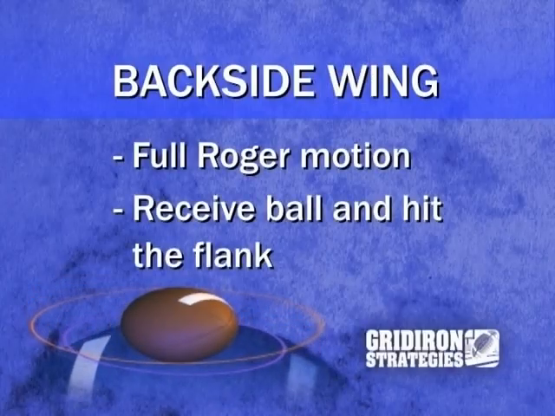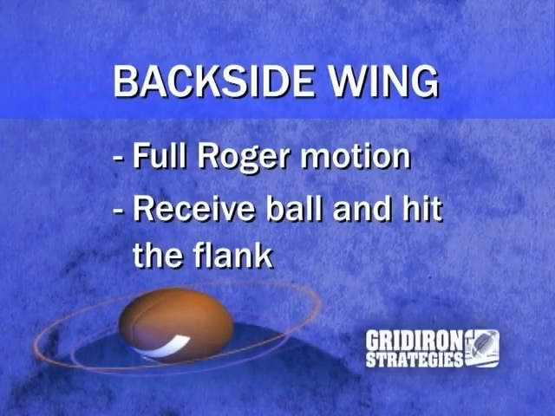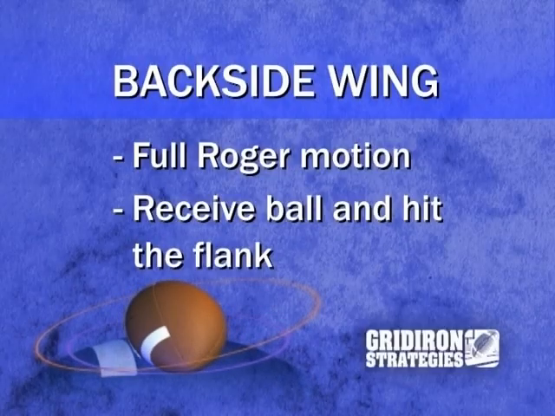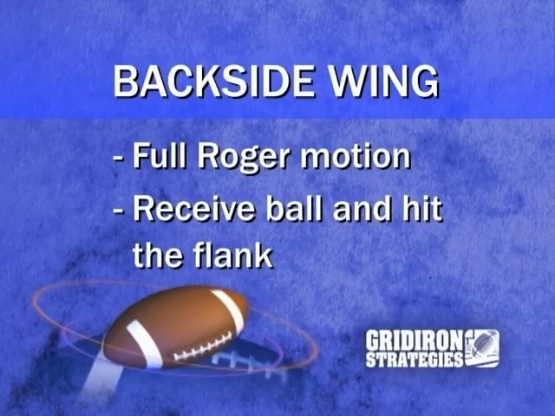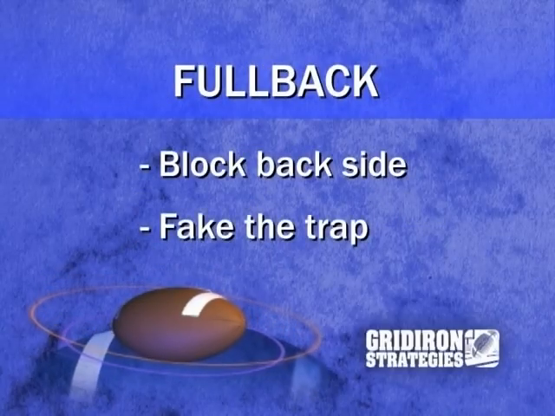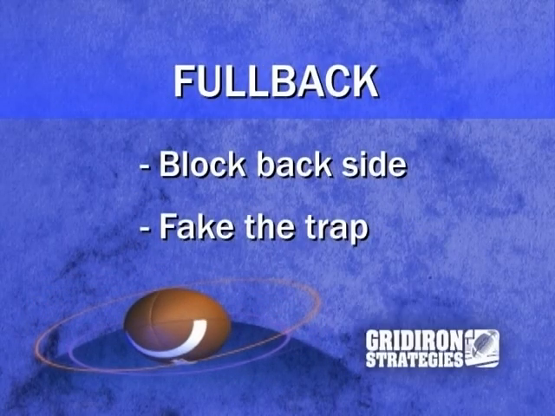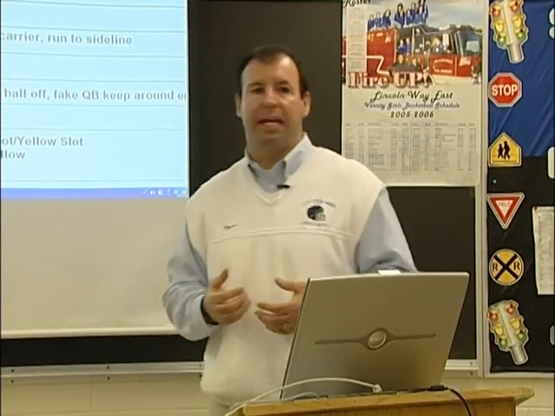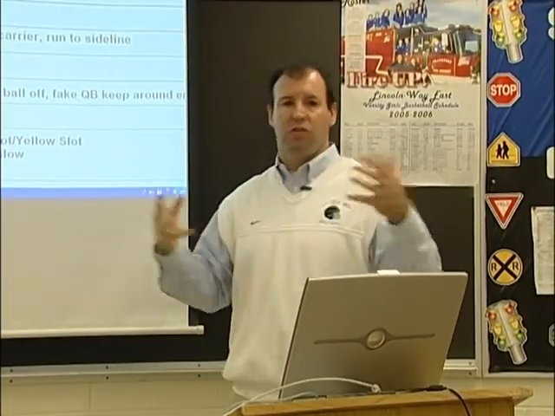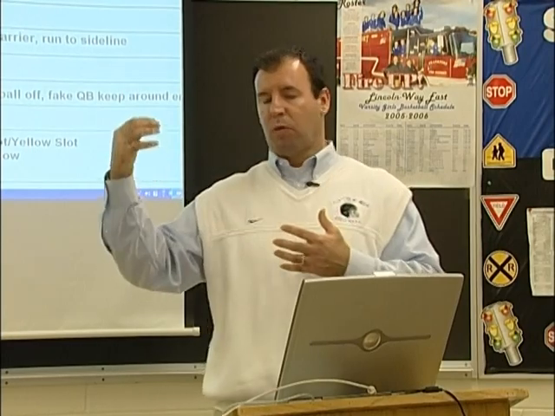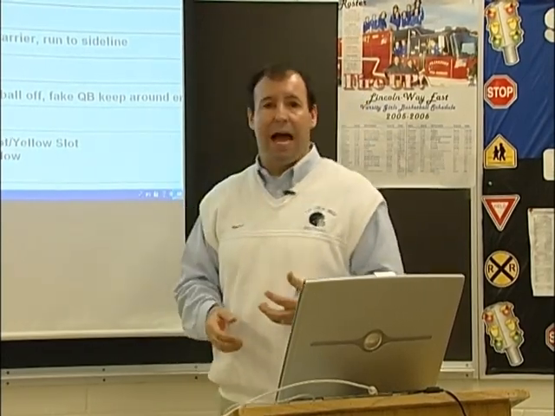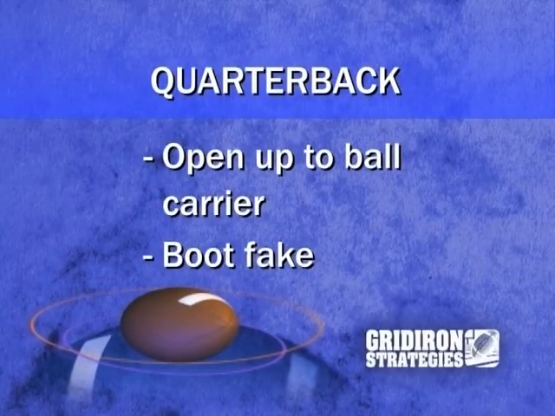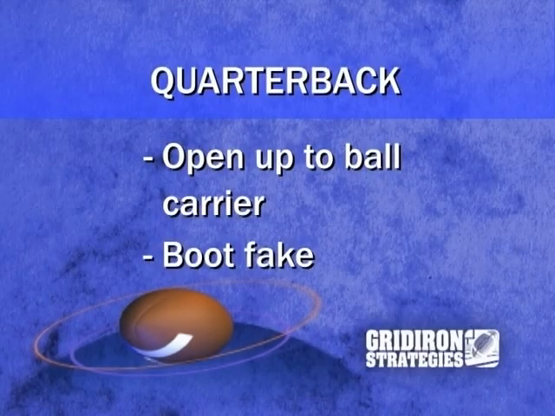Our other running back is going to run in full motion, just like we learned in our formation segment, where it's a Roger type of motion. He runs in full motion, receives the football from the quarterback, and hits the flank. Our fullback is going to sometimes block the backside end or fake a trap. On tape, you're going to see him faking the trap a lot because we try to hold certain defenders in certain areas. But we can have him block backside or show a fake. Our quarterback's just going to open to the ball carrier, and he'll boot fake off of that.